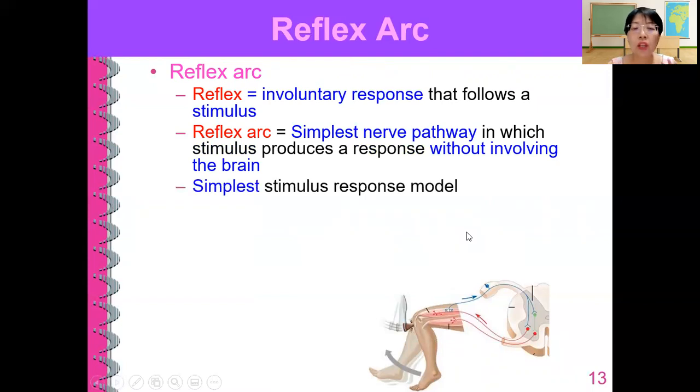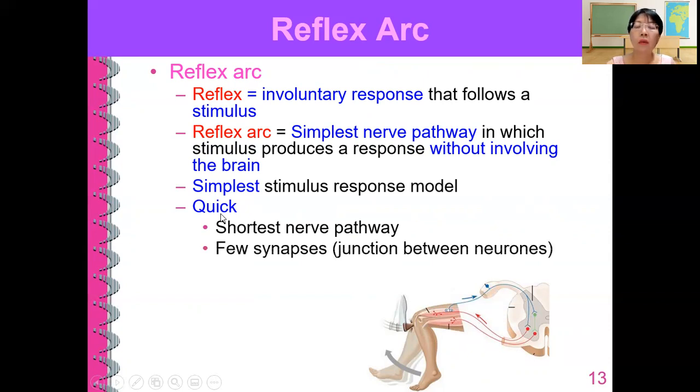So this is the simplest stimulus response model because it's complete. You have a stimulus, you got a response. Now it gives you a very quick response upon the stimulus because it involves the shortest nerve pathway. So from here to the spinal cord and back to here without involving the brain. So the distance for the electrical impulse to travel is very short. That's why the response will be very, very fast, because it only involves very few neurons, with very few synapses, very few junctions. So that's why it's very fast.